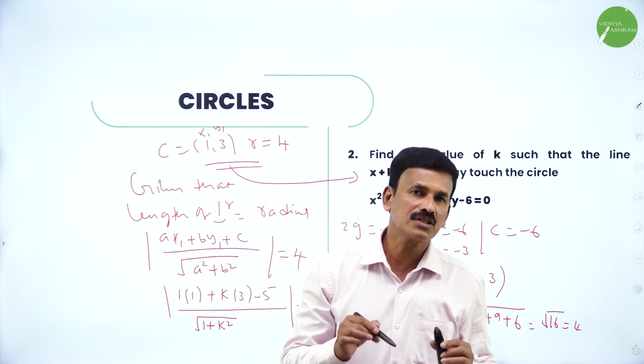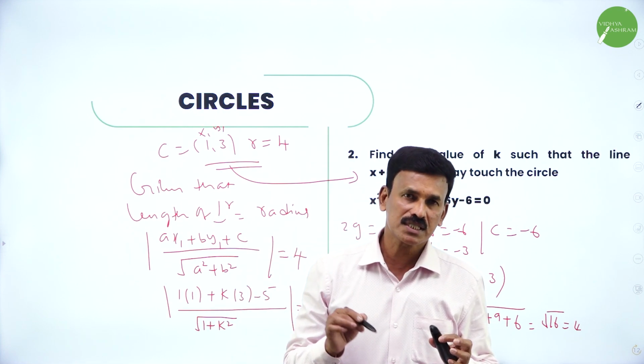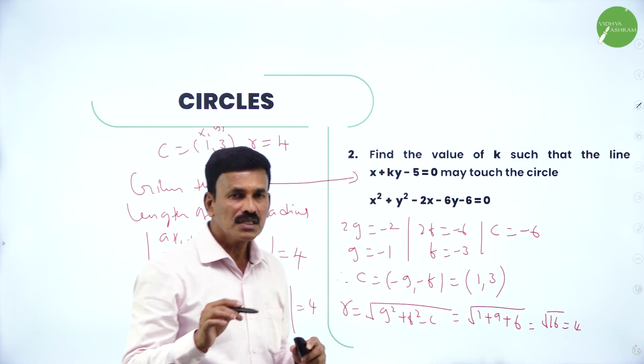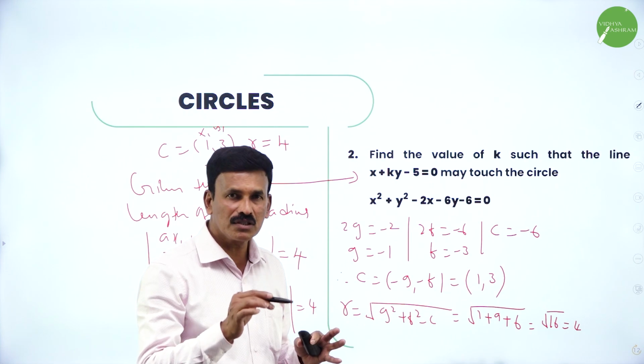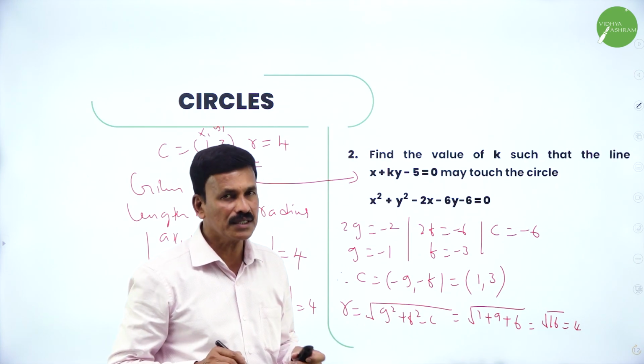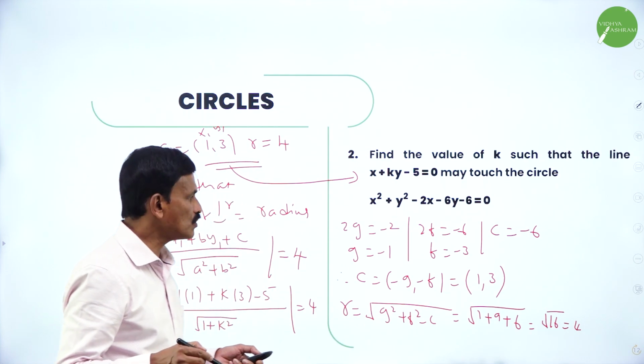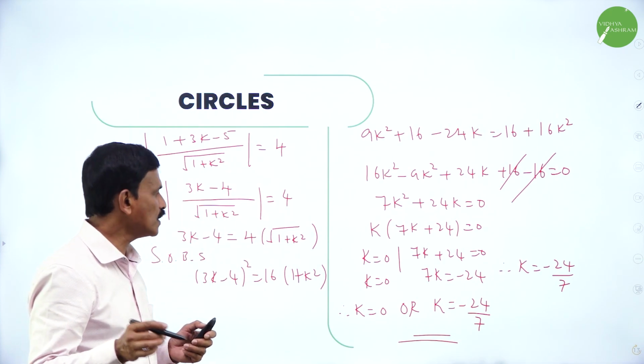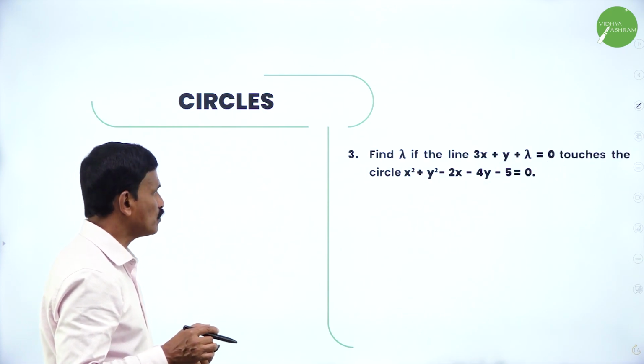Just find out the length of perpendicular from the center to the given line and equate it to the radius. We know that the radius is always equal to the length of perpendicular from the center to the line. So, equate CP is equal to R and simplify, you will get the value of k. That's it. Now, move on to a similar type problem.